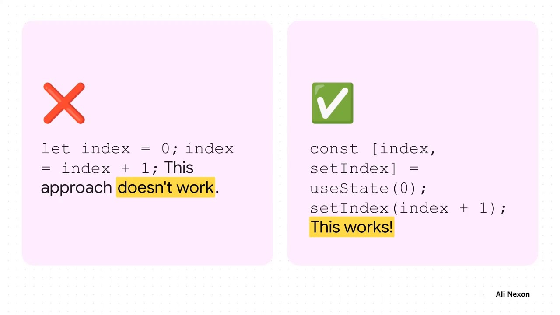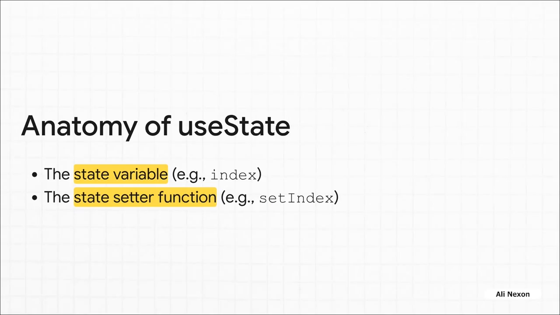Okay, check out this side by side. On the left, that's our old way, total bust. On the right, this is the React way. See the difference? Instead of let index equals 0, we call useState(0). And instead of just changing index directly, we call that special setIndex function. This is the key. So that weird-looking const [index, setIndex] syntax, what's that all about?